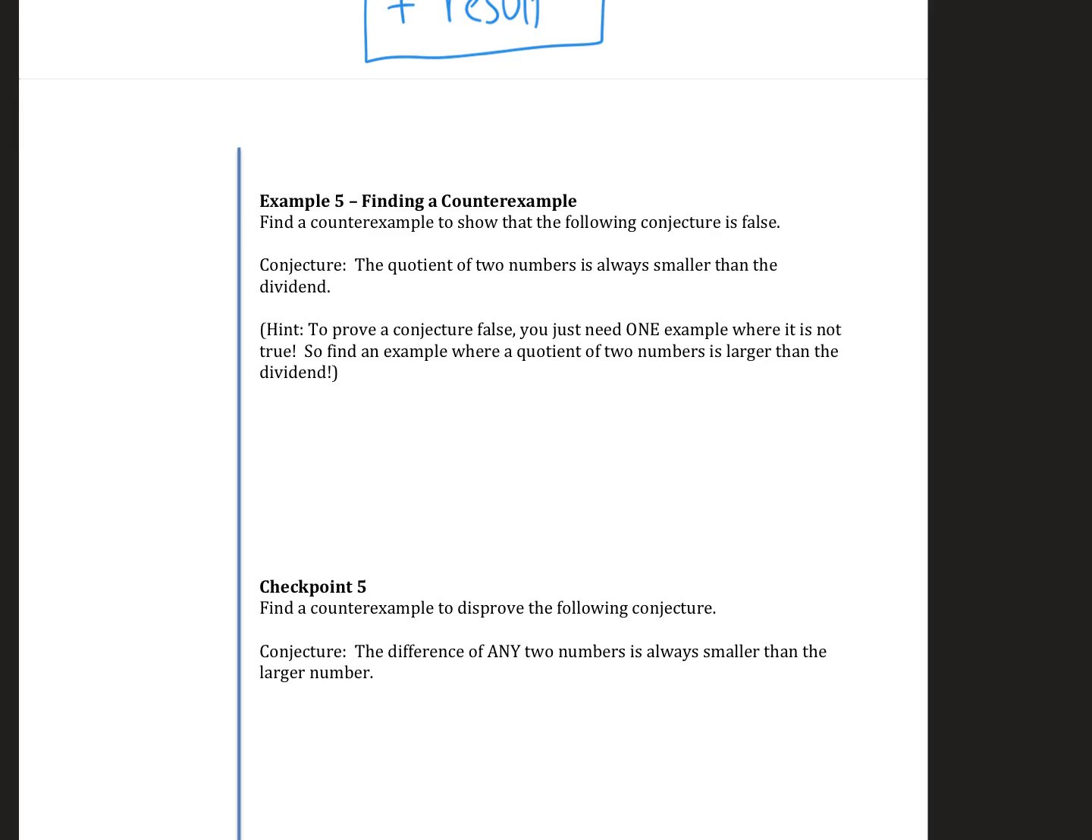All right, last thing we're going to talk about. This is pretty cool and pretty easy, okay? It says, number 5, finding a counterexample. Find a counterexample to show the following conjecture is false, okay? The conjecture is the quotient of two numbers is always smaller than the dividend. Okay? So a couple things. I'm just going to do 150 over 5. Okay? This is the dividend.